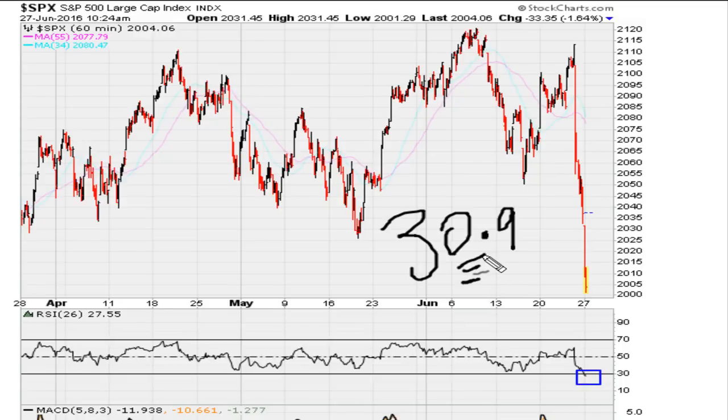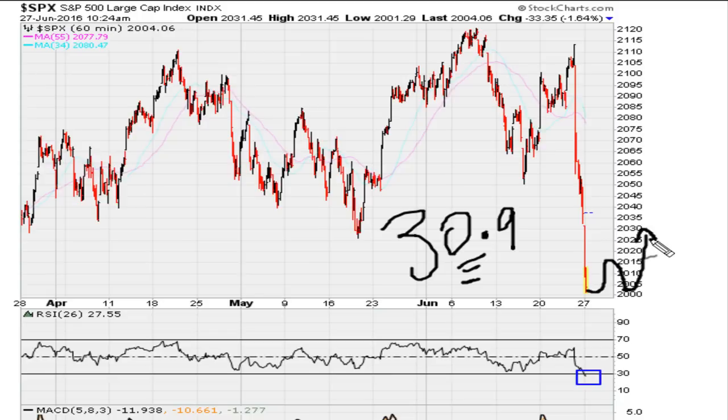What needs to happen is something like this. The market will make an attempt to move higher and fail, and it's going to have to come back, make fresh lows, or at least test the lows, and then move higher.